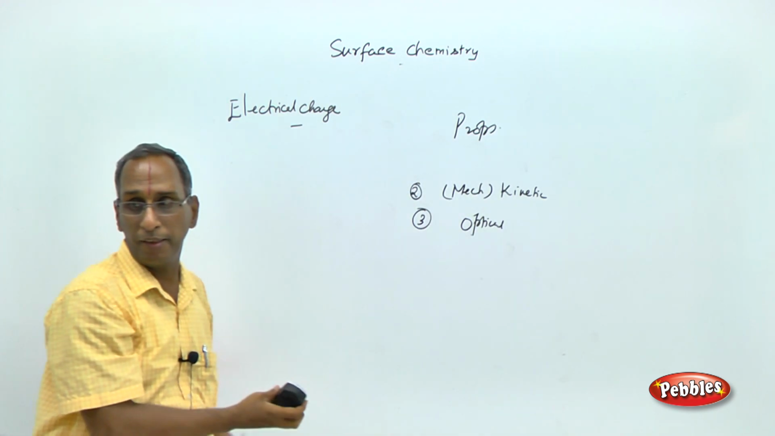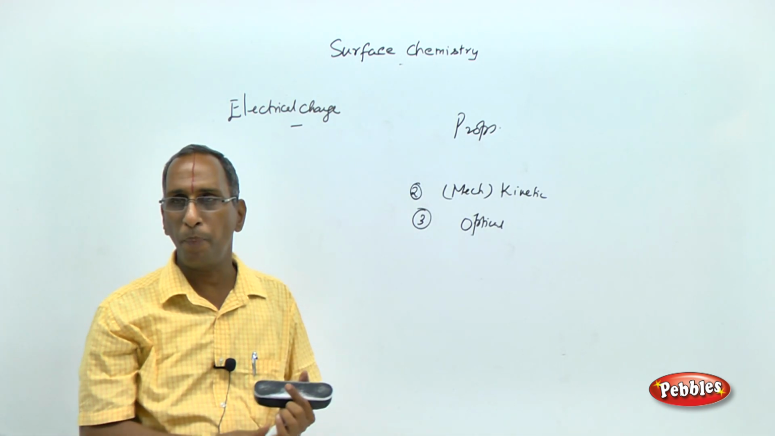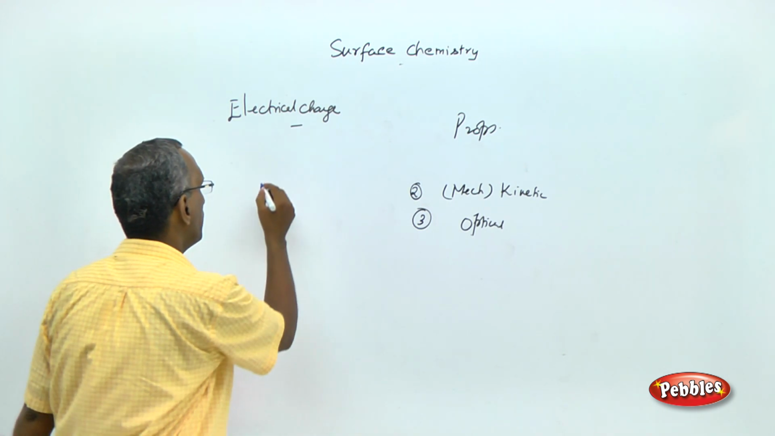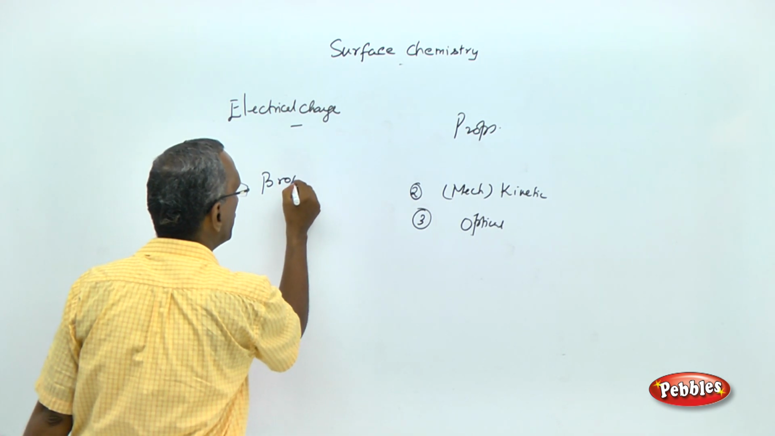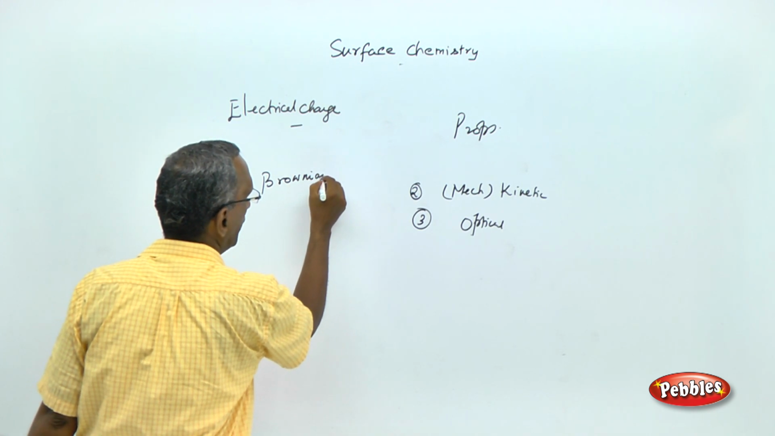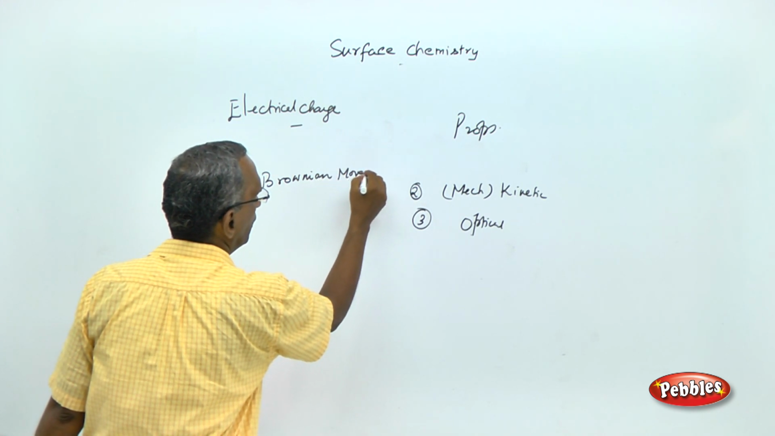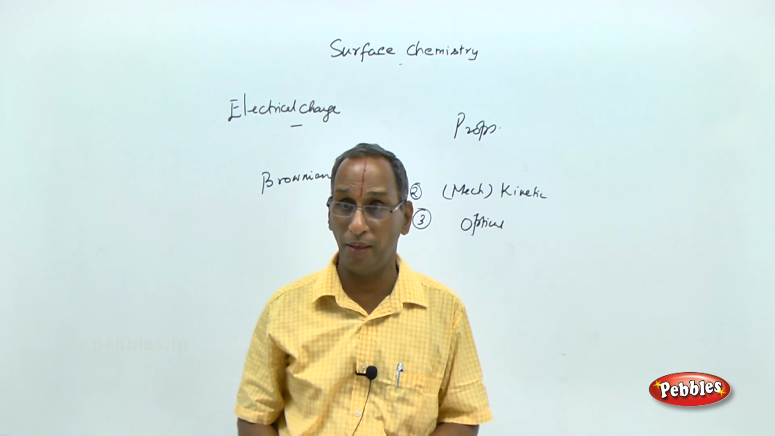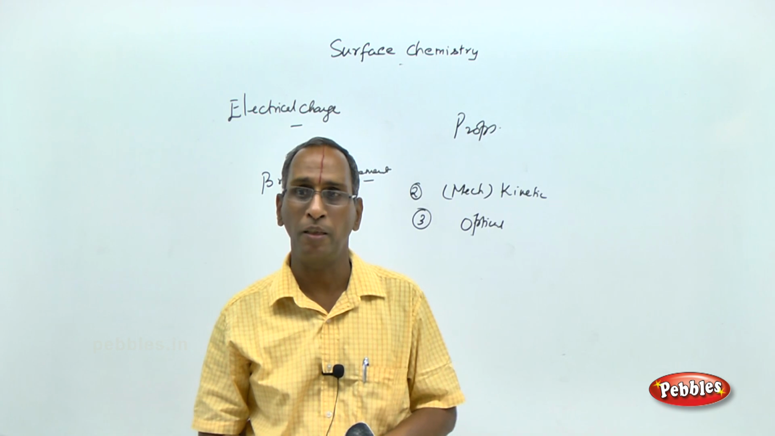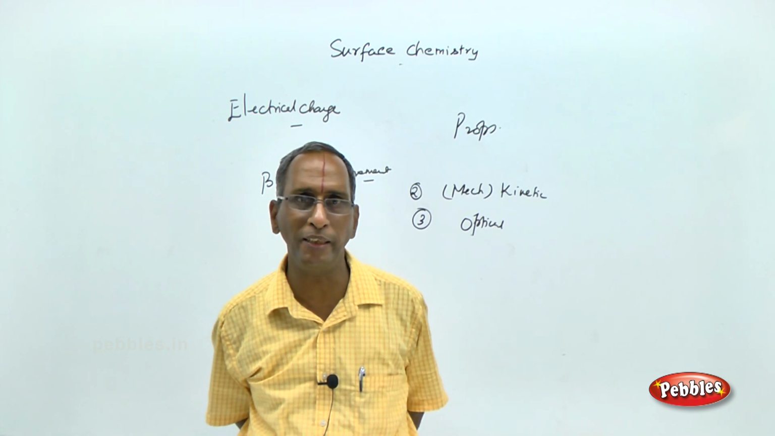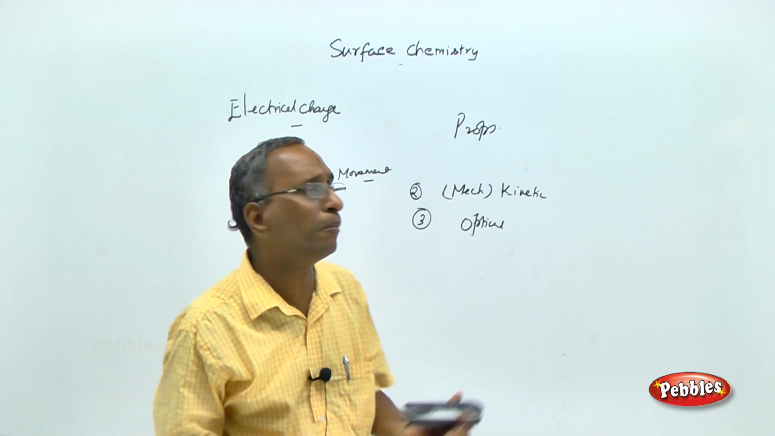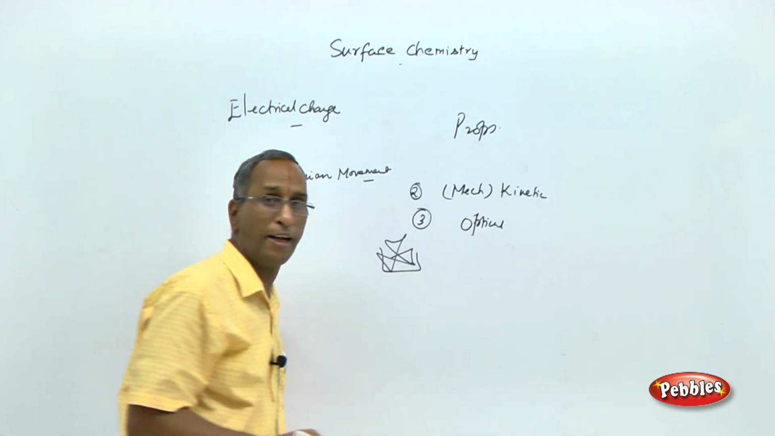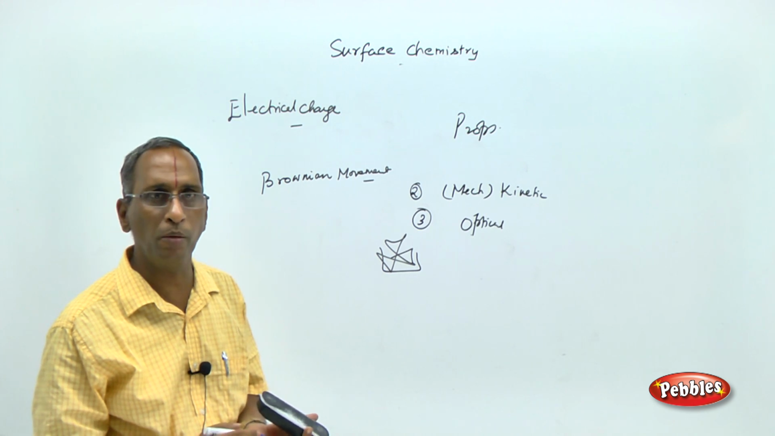Next is the kinetic property or mechanical property, Brownian movement. This is also a movement phenomenon, but in the absence of electric field. That is why it is separately discussed. Brownian movement is the phenomenon of random movement of colloidal particles. Random movement of colloidal particles is called Brownian movement.